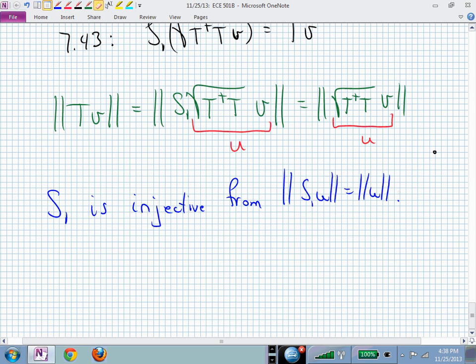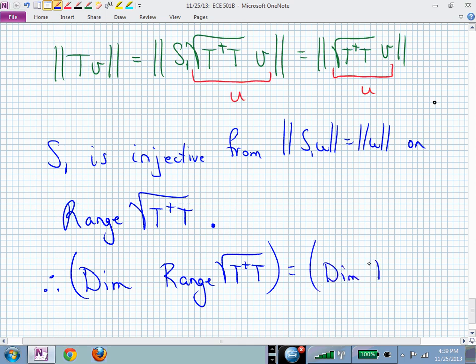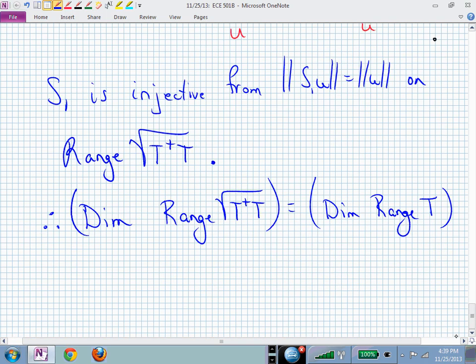And that's true on what? U was a member of the range of this positive square root of T dagger T. So now, since we know that it's injective, we can see that the dimensions are going to be the same between the range space of the positive square root of T dagger T and the range of T. So the dimension of the range of the positive square root of T dagger T is equal to the dimension of the range of T.